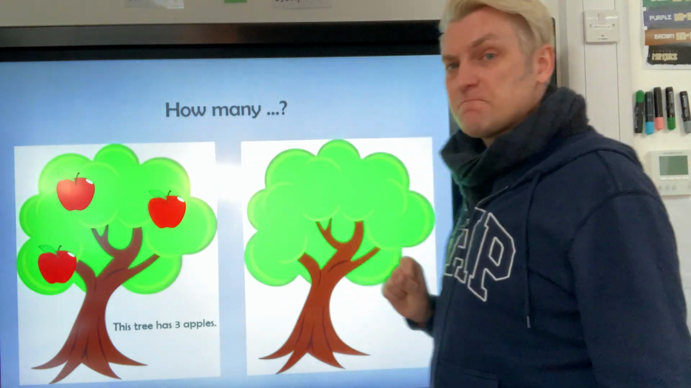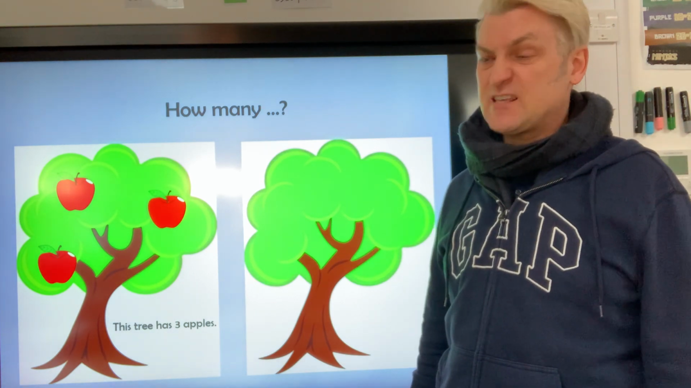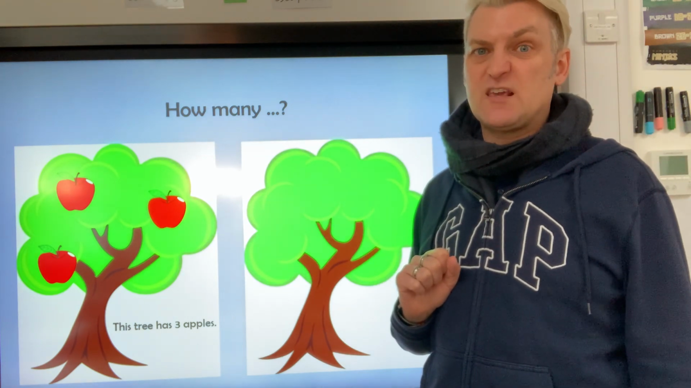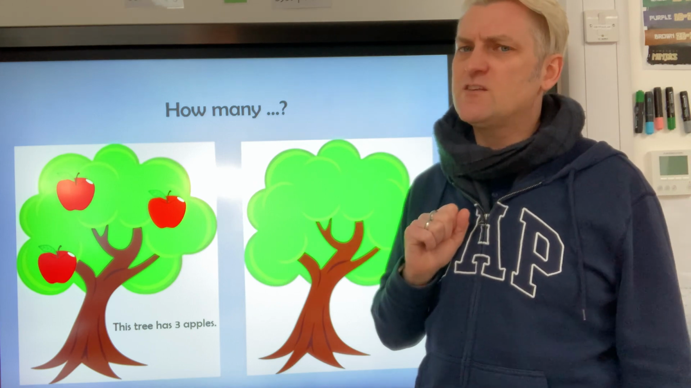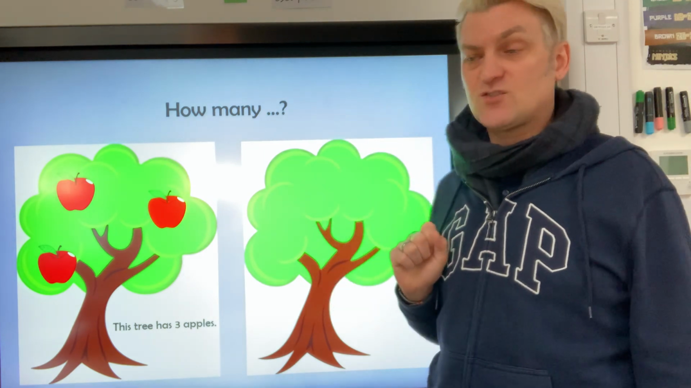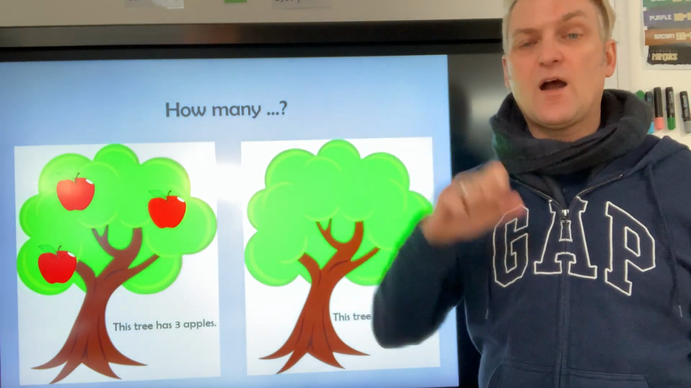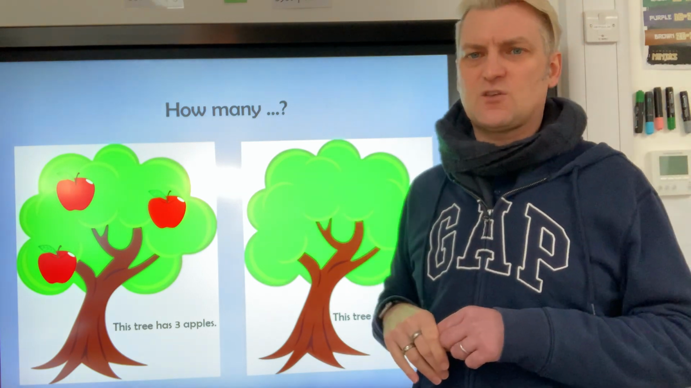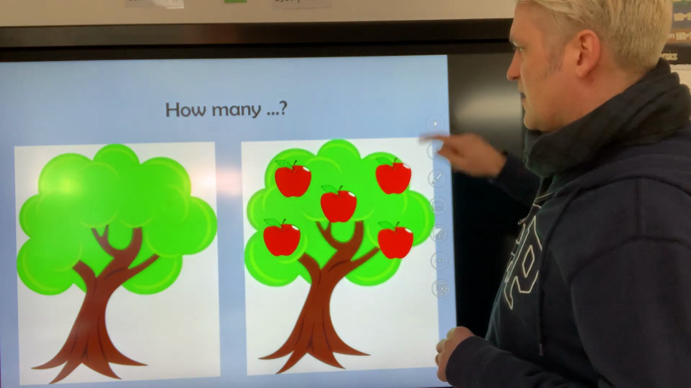Now look at this tree. How many apples have we got here? I can't see any apples, can you? There are no apples in this tree. And what do we say? There's a special word that we could use, and we used it in the video yesterday. There are zero apples in this tree. It says, this tree has zero apples. And remember, zero means nothing, doesn't it? So there is nothing in that tree. There are no apples.